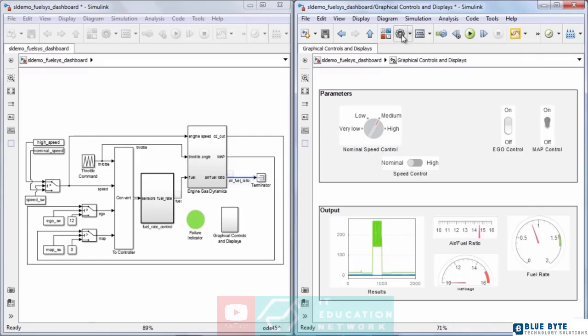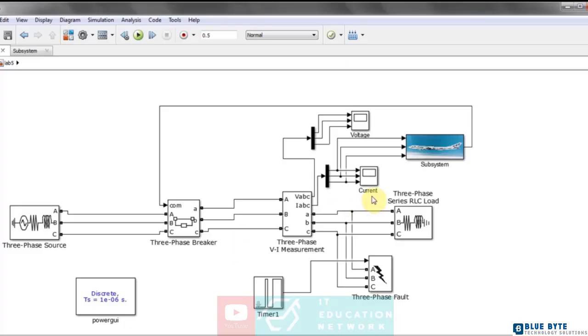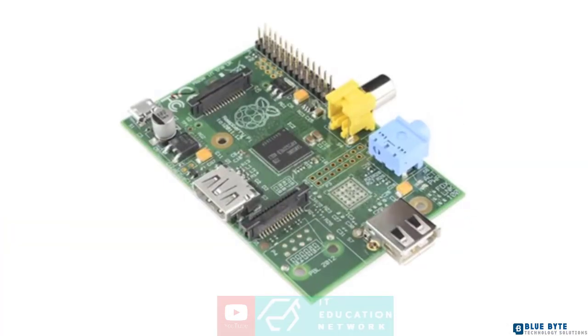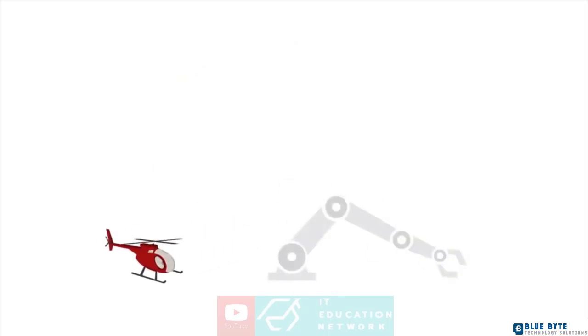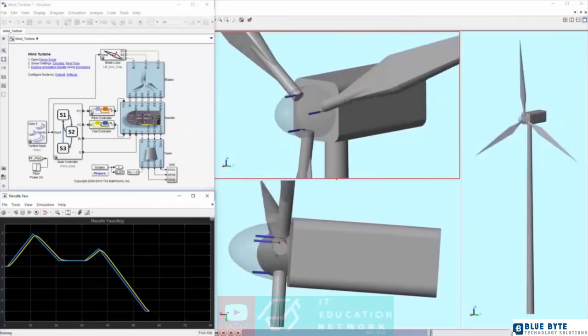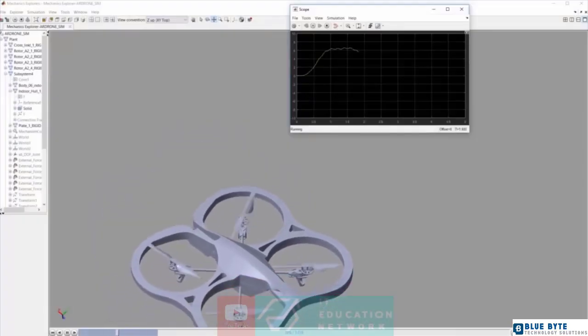Simulink supports system-level design, simulation, automatic code generation, and continuous test and verification of embedded systems. It provides a graphical editor, customizable block libraries, and solvers for modeling and simulating dynamic systems.